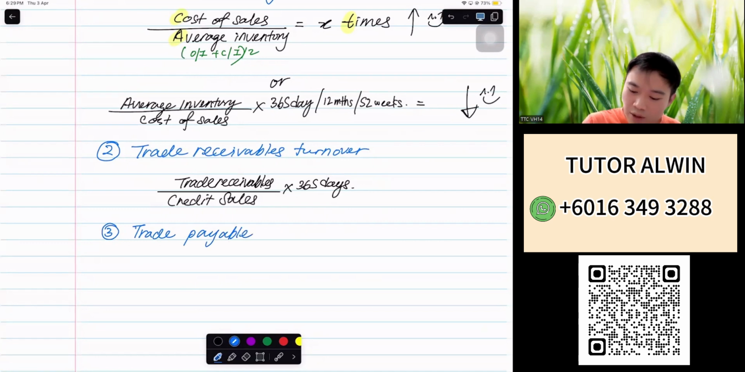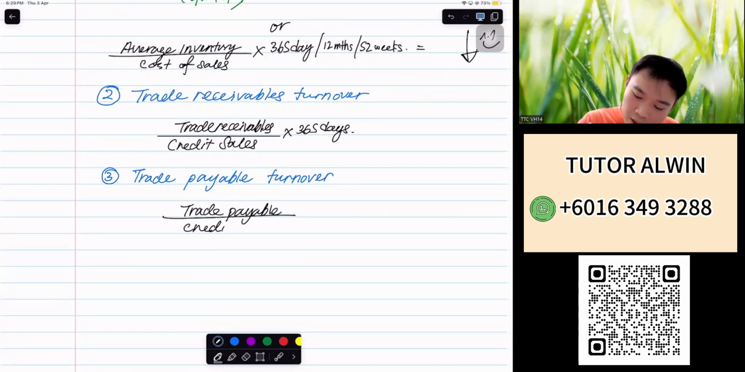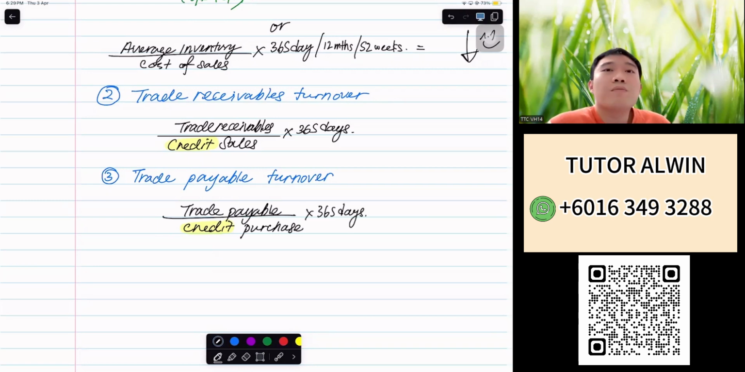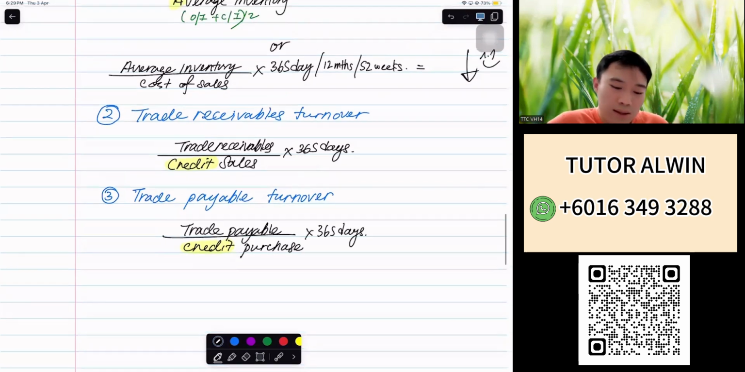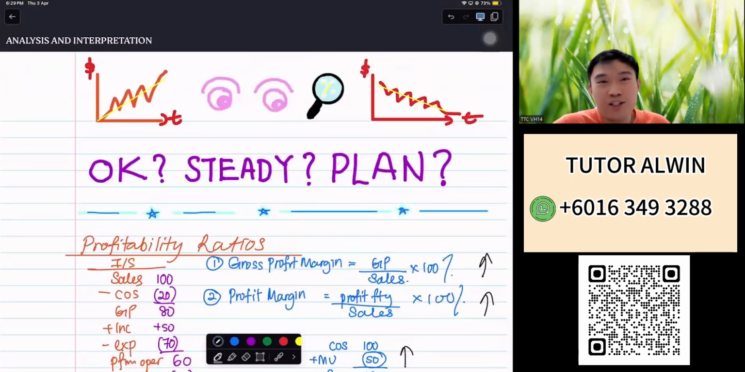Also, the other way around, we have our trade payables turnover, meaning how long it will take us on average to pay our suppliers for the debts that we owe them. The formula is also the same, just a different name. It will be trade payables over credit purchases. Be careful, they are talking about credit purchases, not the cash portion. Same goes for the sales. So that's all three main ratios in the analysis and interpretation chapter.